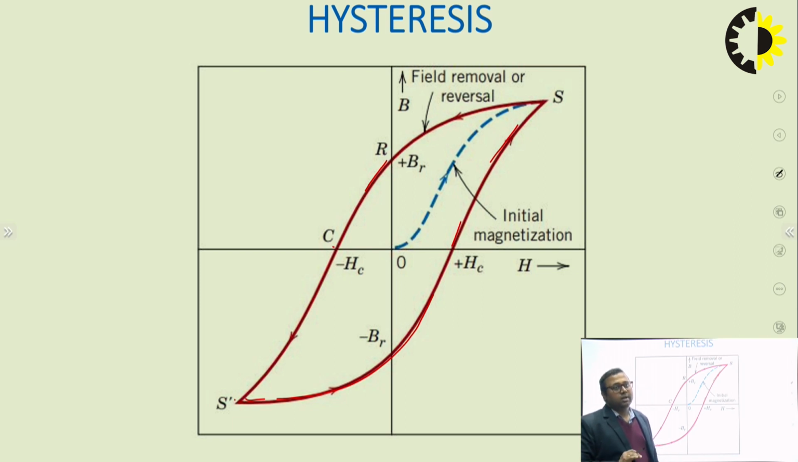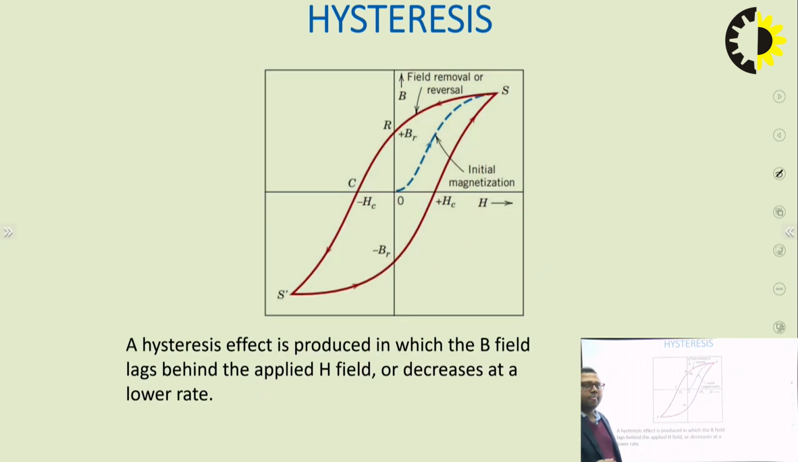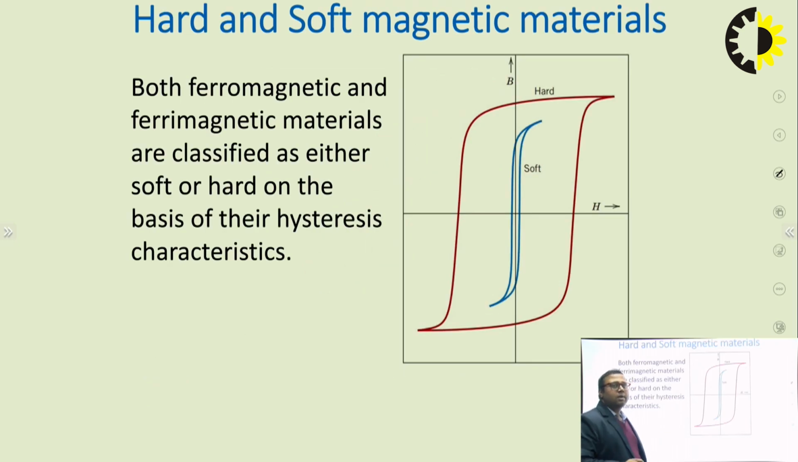That's why this phenomenon is known as hysteresis, and the curve which we obtain by applying and removing the external magnetic field is known as the hysteresis loop. The area under this curve actually represents the hysteresis losses. So a hysteresis effect is produced in which the field lags behind the applied H field or decreases at a very lower rate.